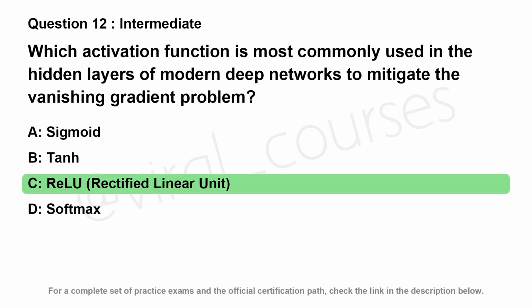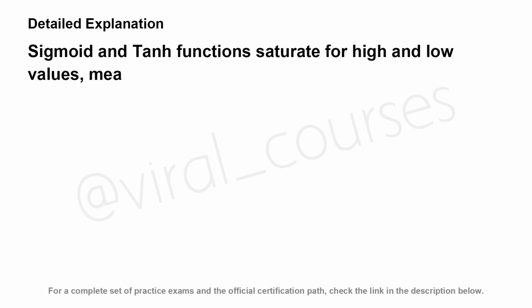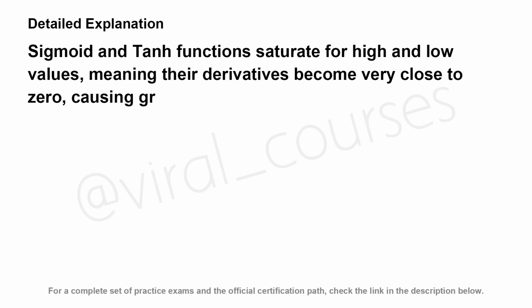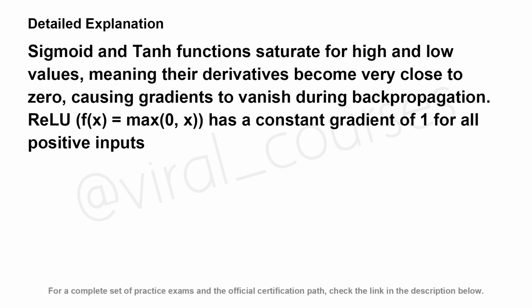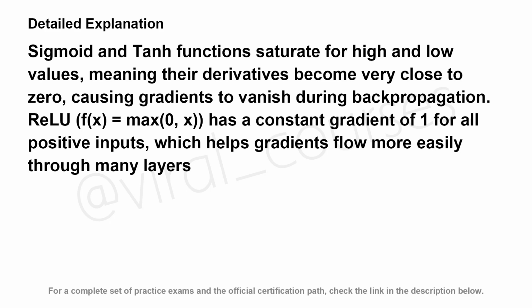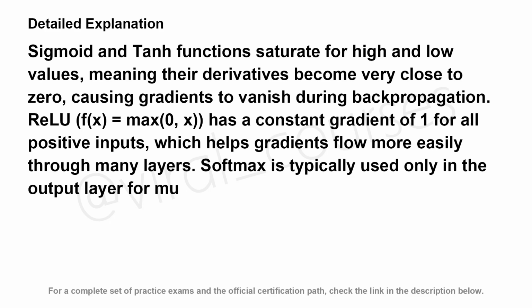The correct answer is C. Sigmoid and tanh functions saturate for high and low values, meaning their derivatives become very close to zero, causing gradients to vanish during backpropagation. ReLU, f(x) equals max(0, x), has a constant gradient of 1 for all positive inputs, which helps gradients flow more easily through many layers. Softmax is typically used only in the output layer for multi-class classification.